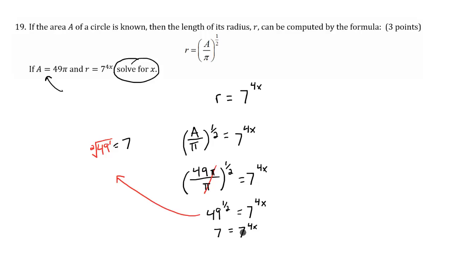Now, we have the same bases, so we can set the exponents equal to each other. The exponent on the left side is an invisible 1, so 7 and 7 are the same, so we can ignore those and just set our exponents equal to each other. So that's going to be 1 equals 4x. We can solve for x now. To undo the multiplication of 4, we want to divide it out. 4 over 4 gives us 1, so we've got to divide the left side as well. And our final answer then is going to be x equals 1/4.